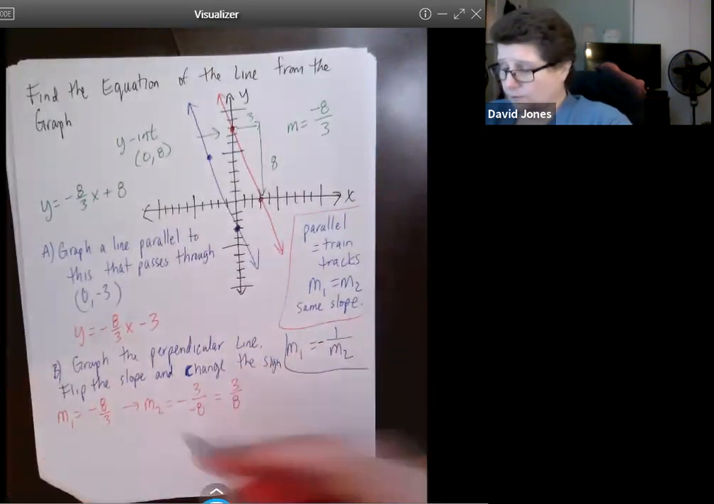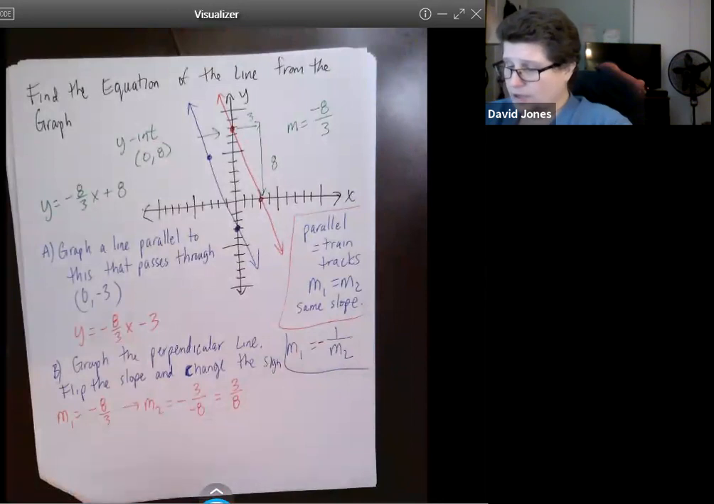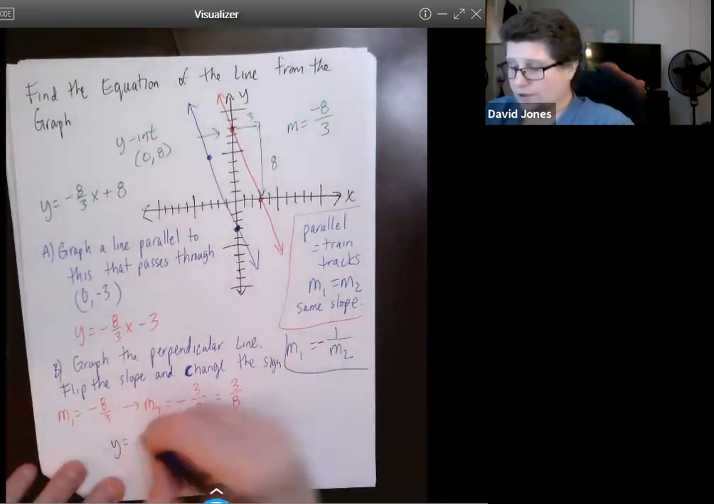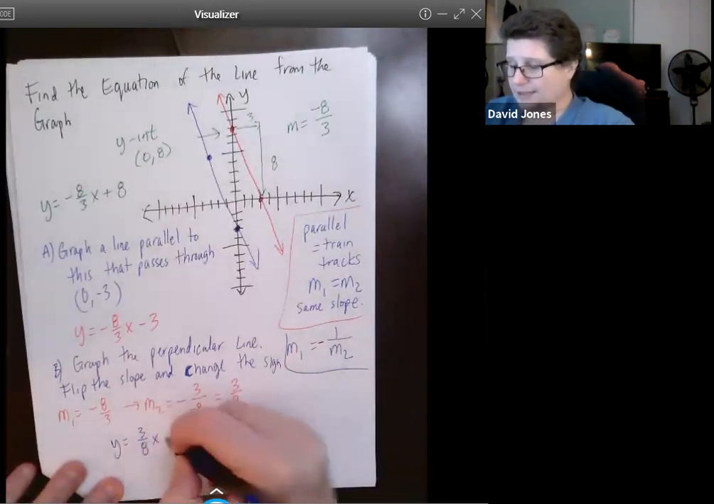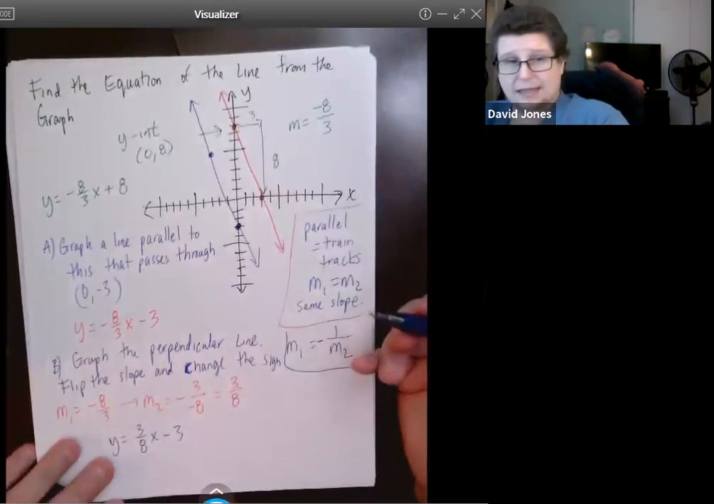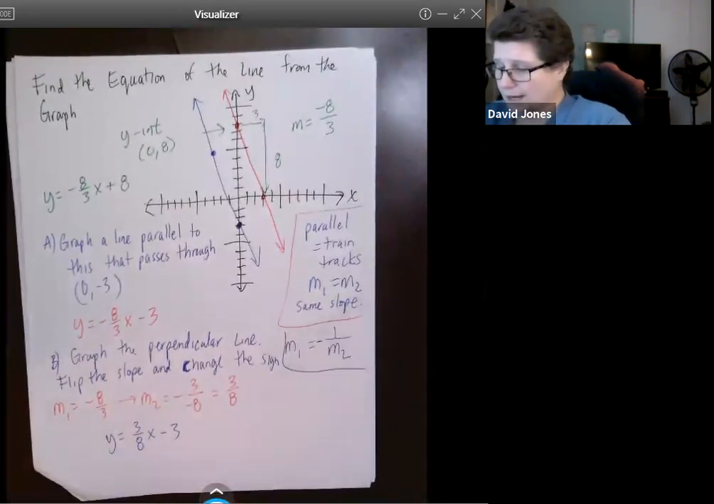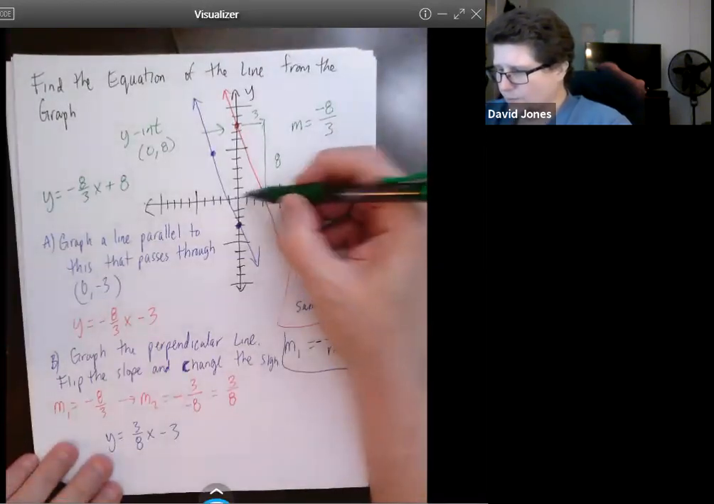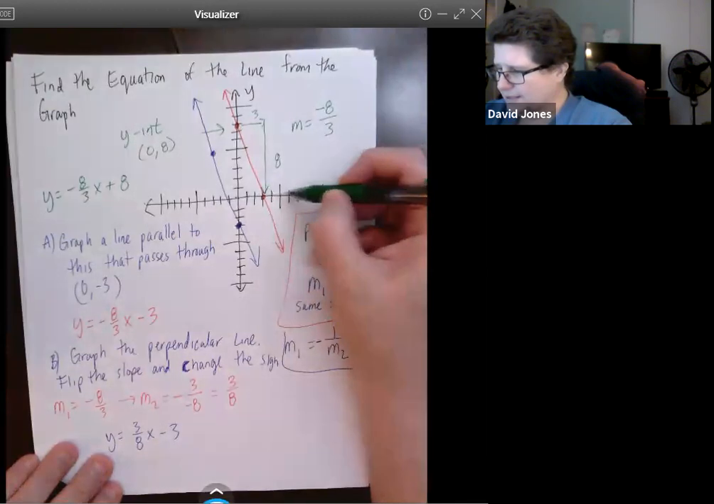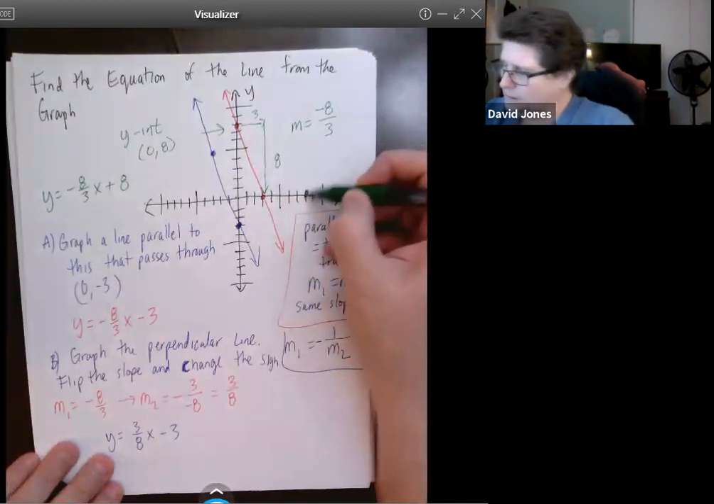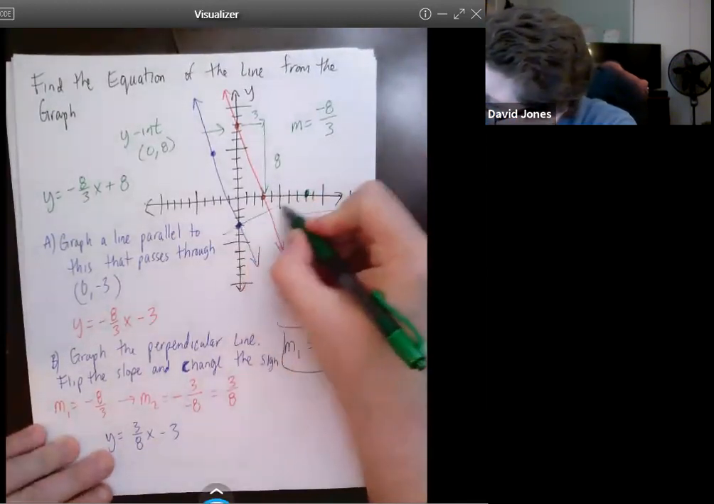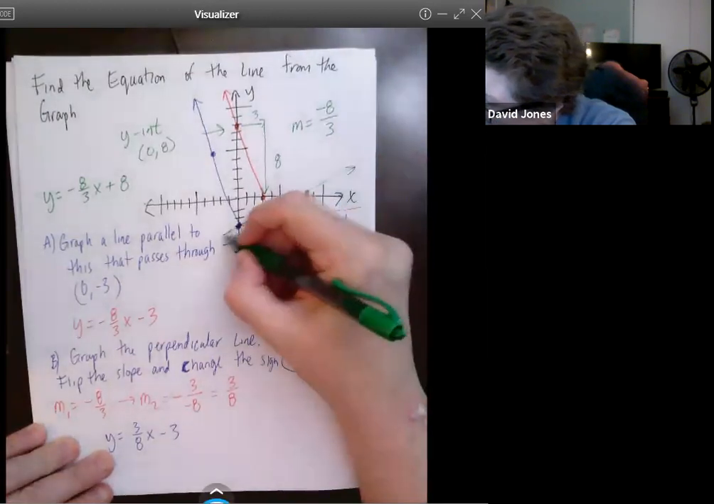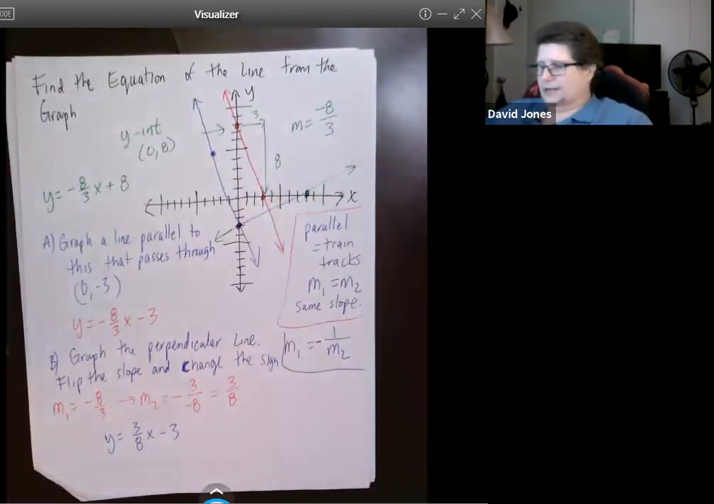Which means my equation is y equals 3 over 8x minus 3. And that means I'm going to rise 3 and run 8. 1, 2, 3, 1, 2, 3, 4, 5, 6, 7, 8. And that's the perpendicular line.